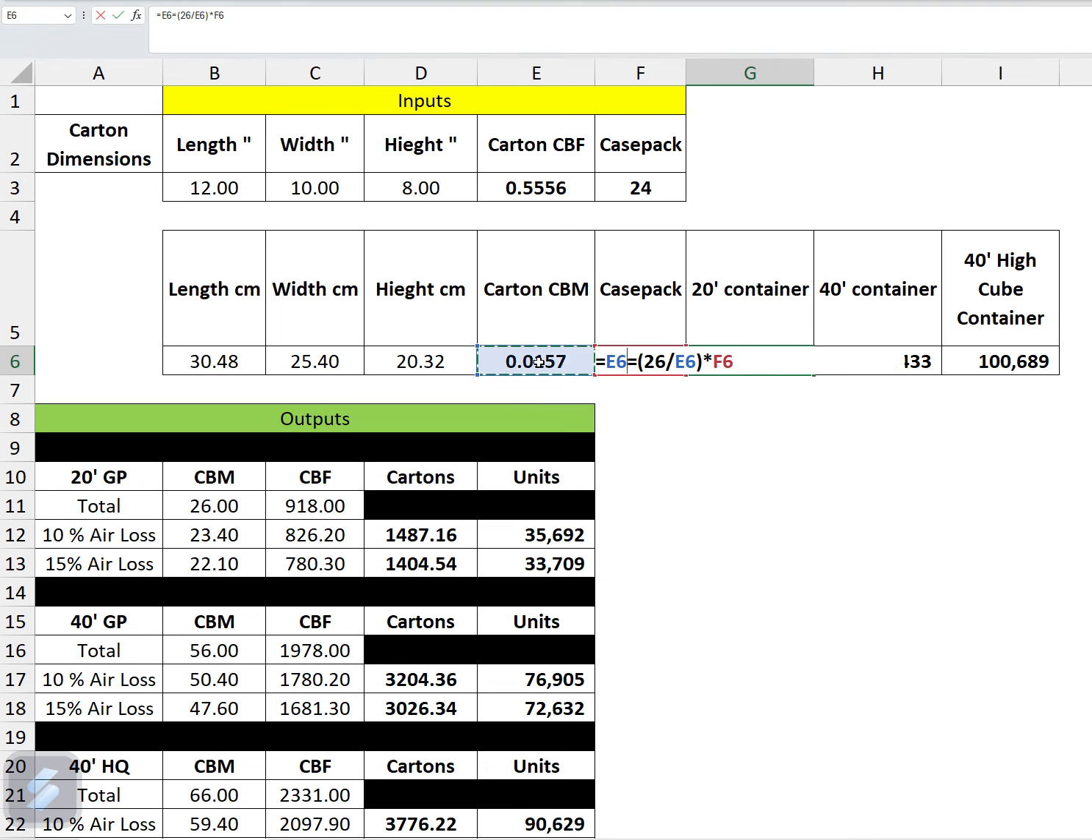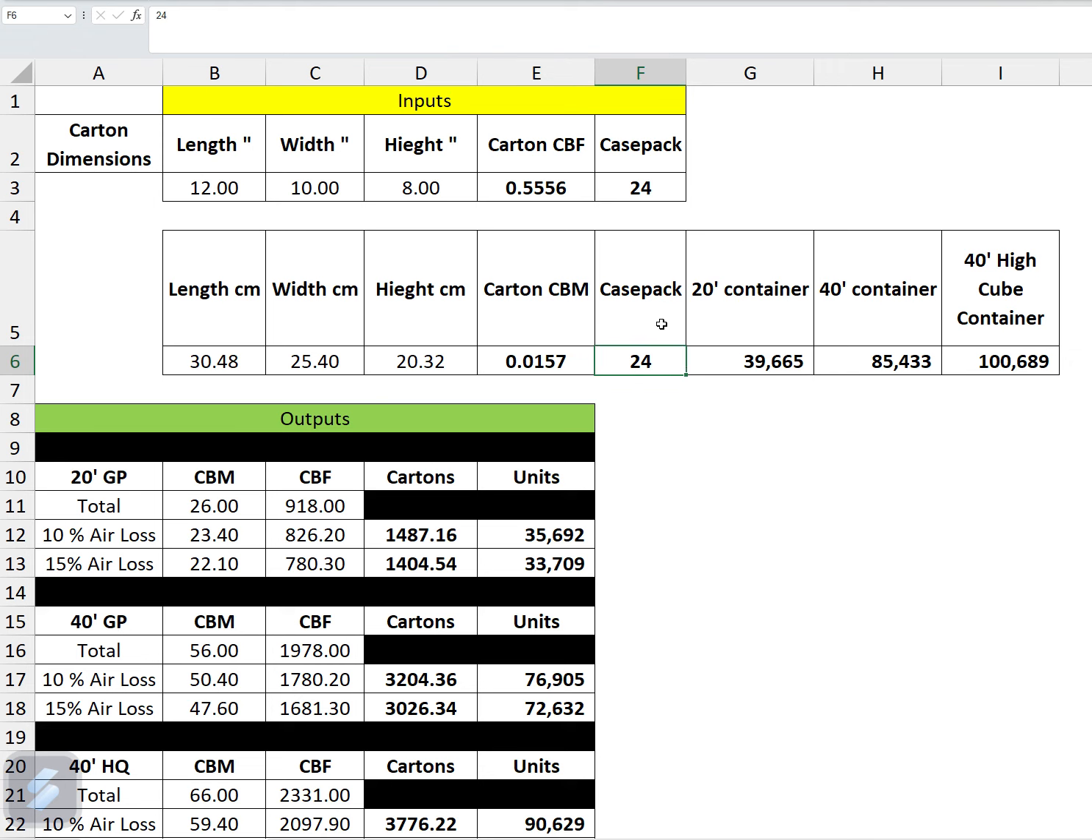So let me just click into that. In the formula tab, you can see how I've done it: B6 times C6 times D6. All that is the length of the carton times the width times the height in centimeters, divided by 1 million. I'm dividing it by 1 million because there are a million cubic centimeters that make up a cubic meter, and we need to know that number. So the size of our carton in cubic meters is 0.0157 cubic meters.